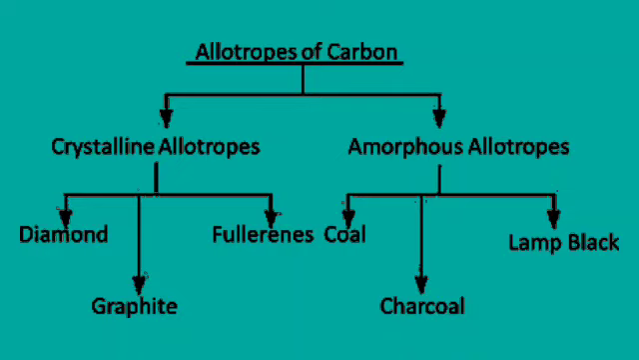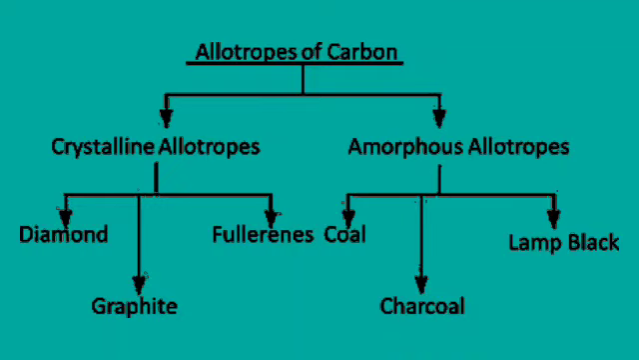Now we will talk about allotropes of carbon. So what are allotropes? They are forms of the same element having the same chemical formula but different structure, and due to the different structure they have different physical properties. And you can see in the figure the allotropes of carbon.